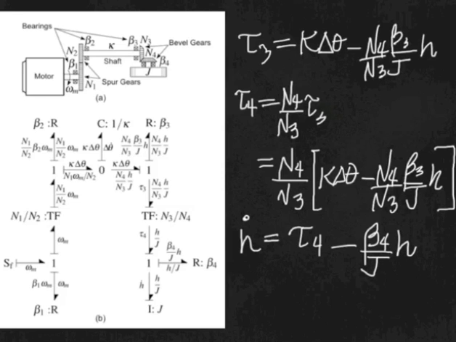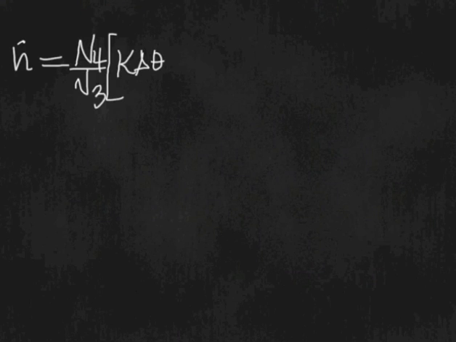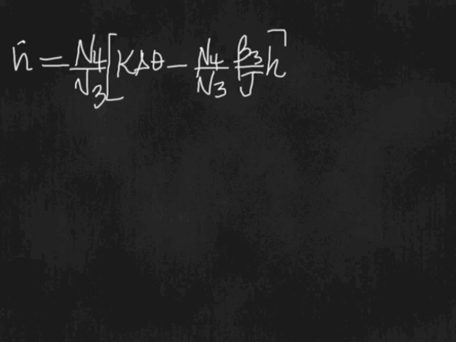If we substitute for torque 4, our differential equation becomes h dot is equal to n4 over n3 times the quantity kappa delta theta minus n4 over n3 times beta 3 over j times h, minus beta 4 over j times h.